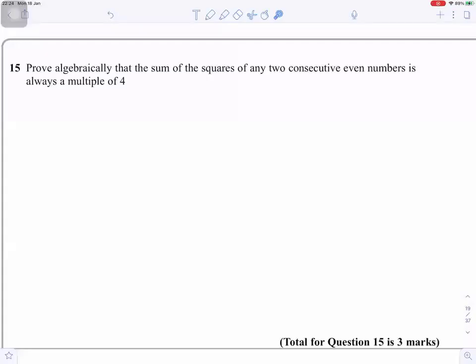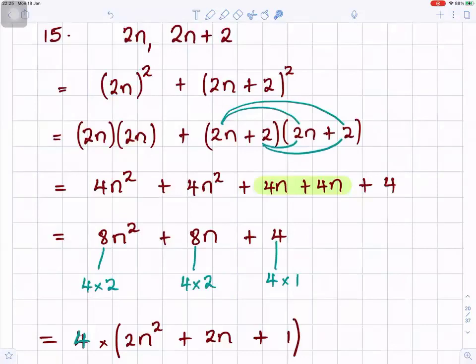Question 15. Prove algebraically that the sum of the squares of any two consecutive even numbers is always a multiple of 4. So two consecutive even numbers are like 2n and 2n plus 2. Because when you times by 2, it is an even number, because it's a multiple of 2. And when you times by 2 and you add another 2, it's like the next number.